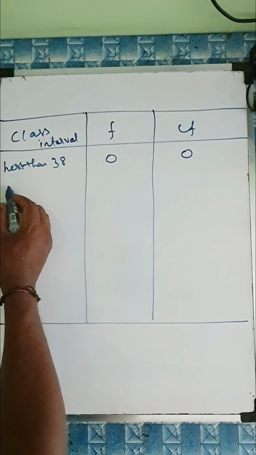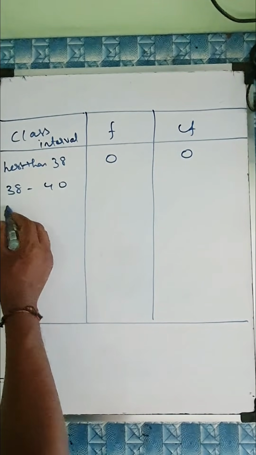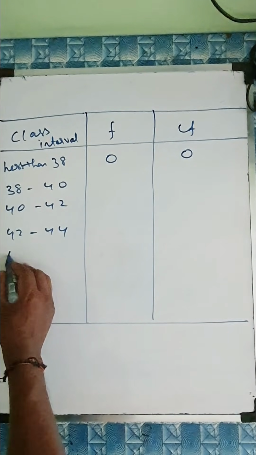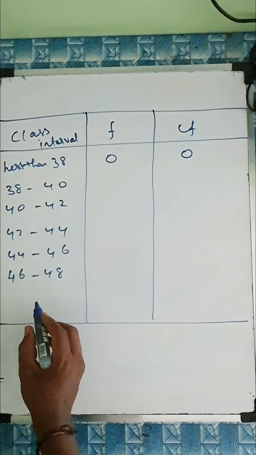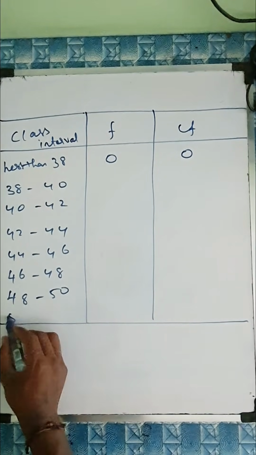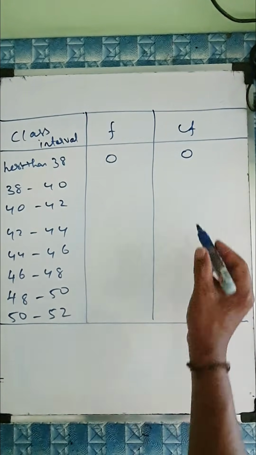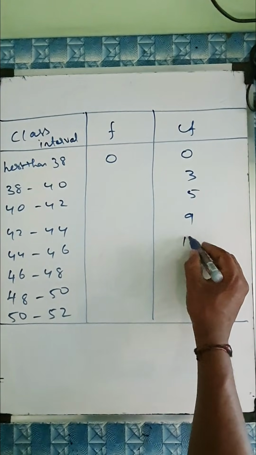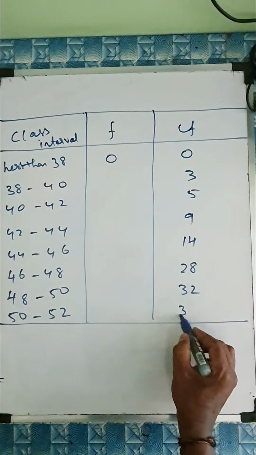After that we'll start from the next one: 38 to 40, 40 to 42, 42 to 44, 44 to 46, 46 to 48, and 48 to 50, and 50 to 52. Less than 52, that's why we take up to 52. And the CF is already given in the question: 0, 3, 5, 9, 14, 28, 32, and 35.